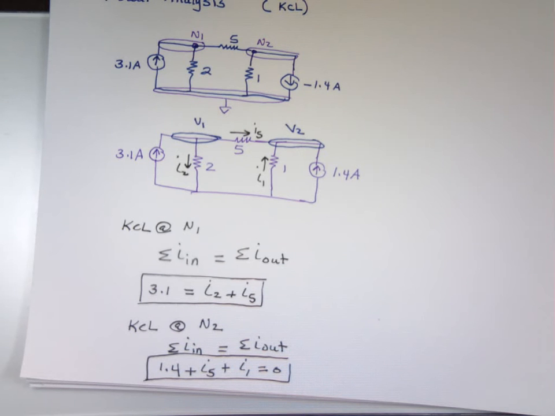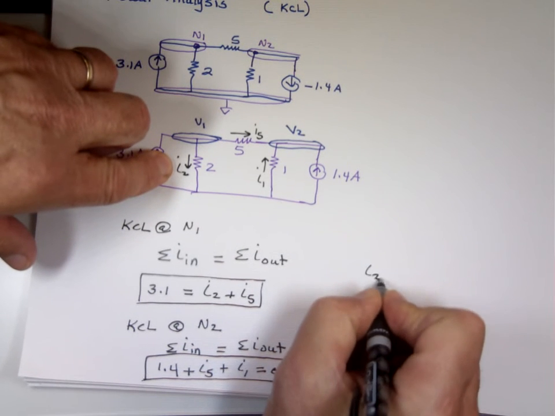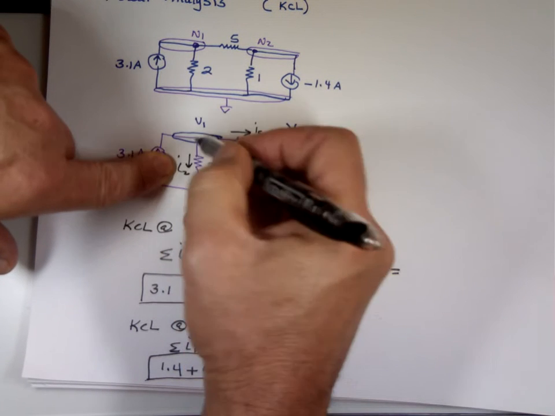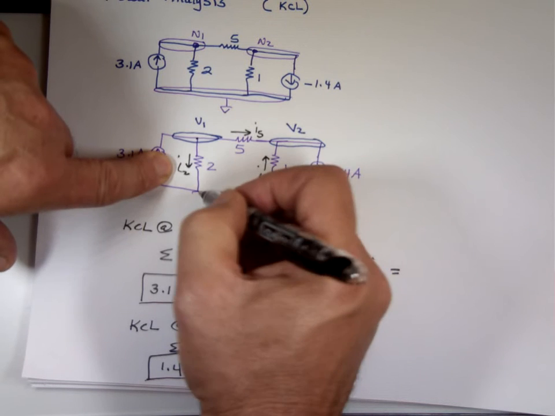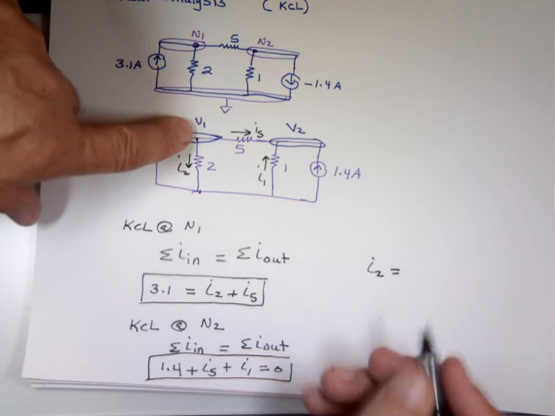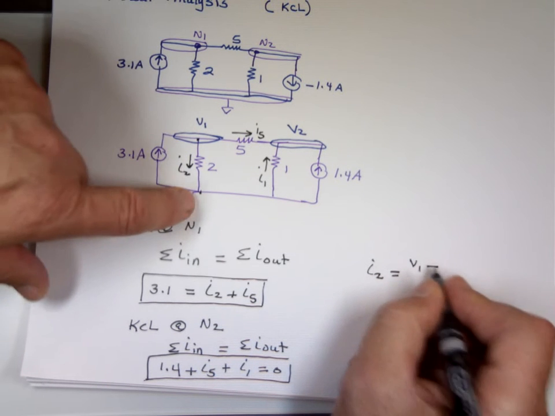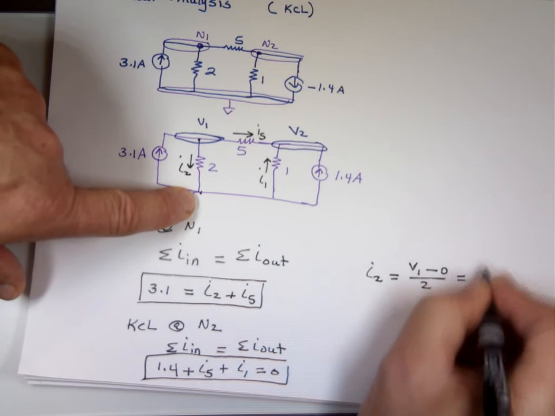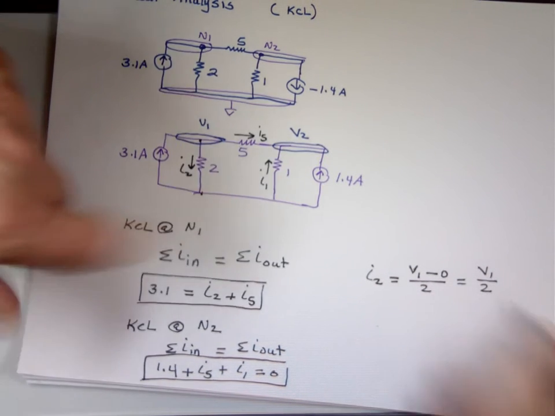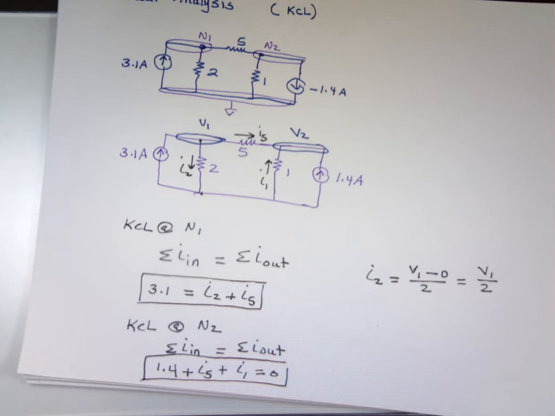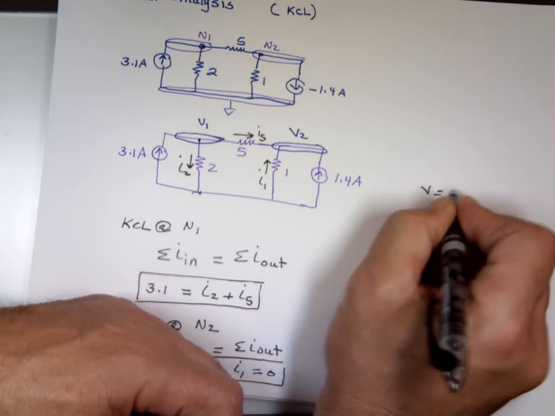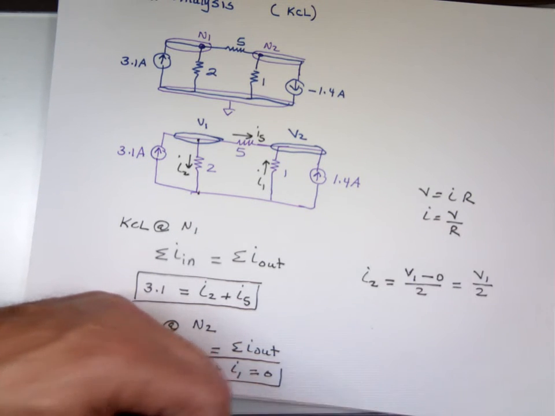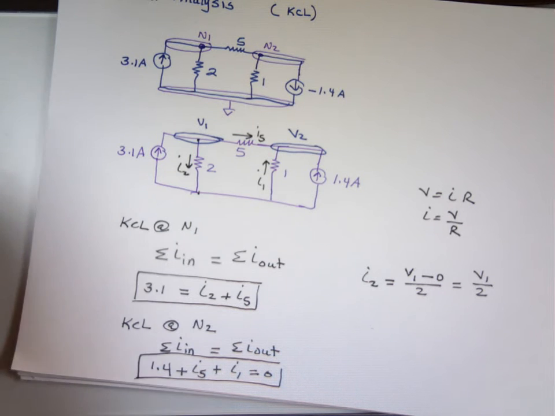Let's look at I sub 2. The current is going this way. So the voltage, the way I drew them, is this voltage minus that voltage. What's this voltage on the top? V1 minus, what's the voltage on the bottom? 0, divided by 2. I'm using Ohm's law. Ohm's law says V equals I times R, which means I equals V over R. So that's what I did here. I'm taking the voltage across that.